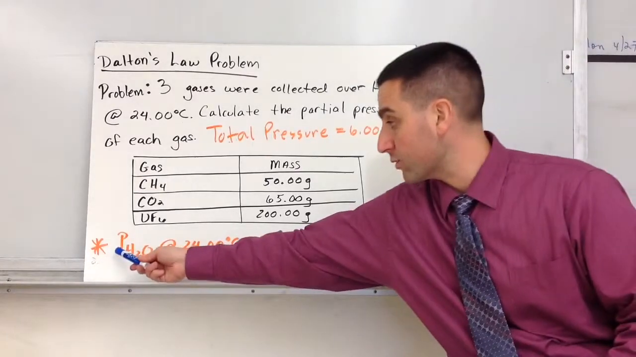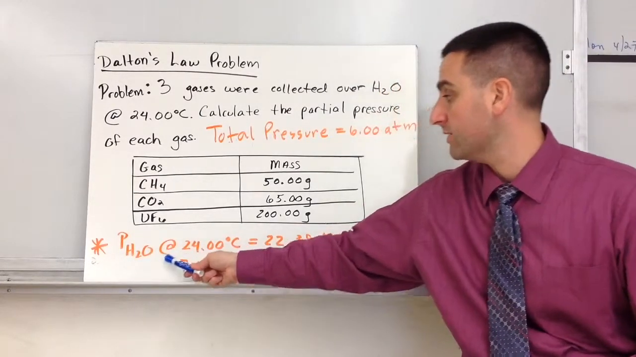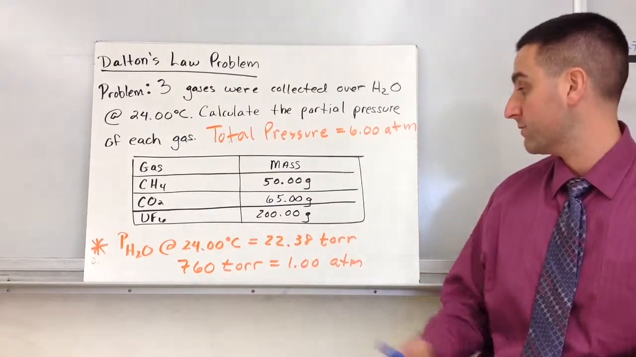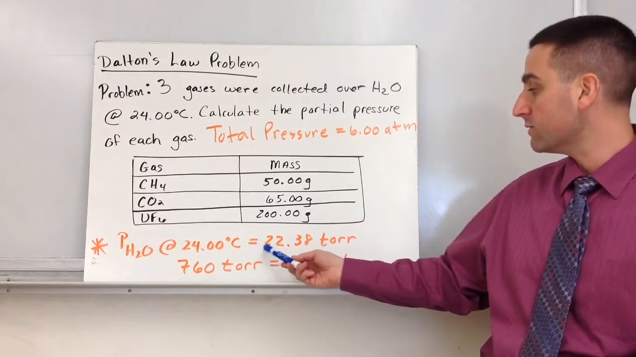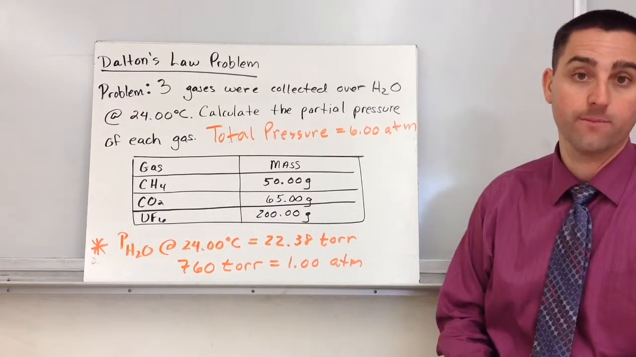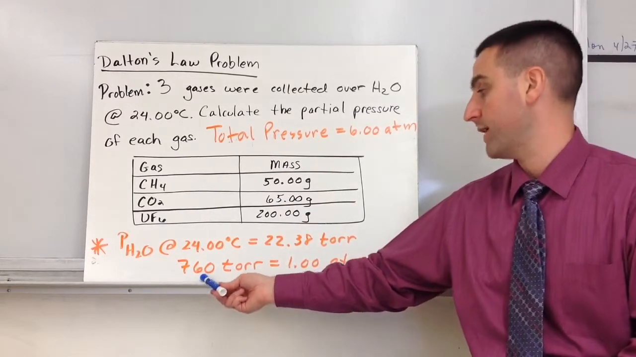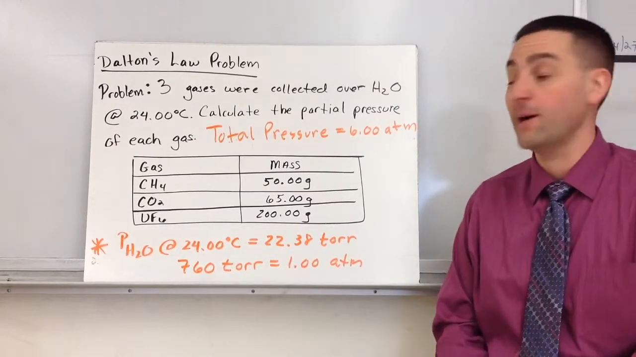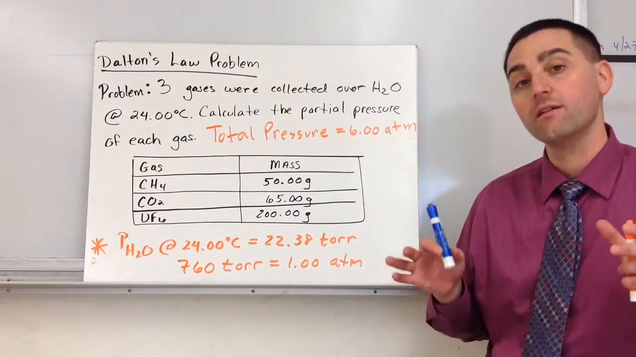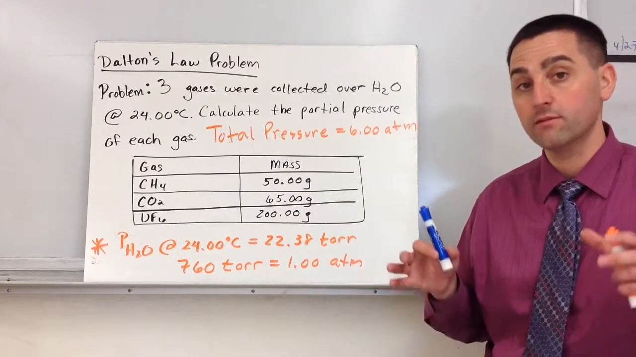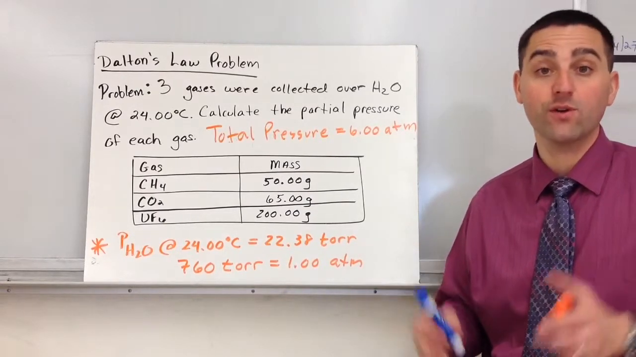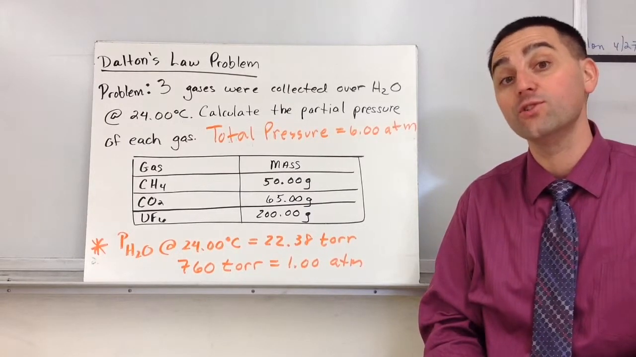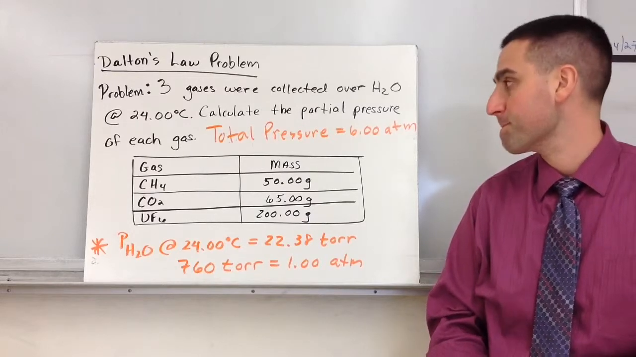So the partial pressure P of water vapor at 24 degrees Celsius, this is the temperature at which we're collecting these gases, is equal to 22.38 torrs. And I give you the conversion factor here, that 760 torrs are equal to 1 atm. Okay? Think of a game plan, some form of attack before you try this, and I'll take you through the solution right after you pause the video.